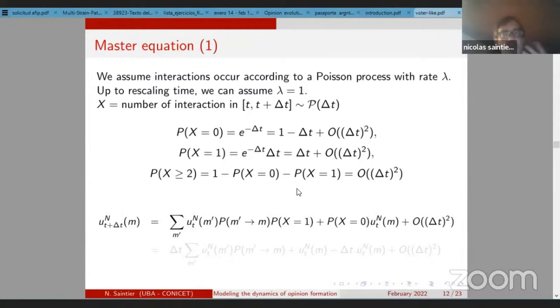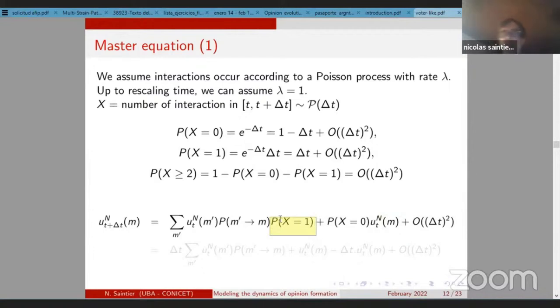Okay, so we look at the distribution for the magnetization. So this is the probability that at time t plus delta t my system has magnetization equal to m. So we use the very basic result of probability, the total probability theorem, something like that. We just see what can happen between time t and time t plus delta t. Okay, not much. Maybe there was no interaction between time t and time t plus delta t. Okay, so if there was no interaction, the probability for the magnetization to be equal to m is the same as the probability for the magnetization to be equal to m at time t, right? But maybe there was an interaction, exactly one interaction.